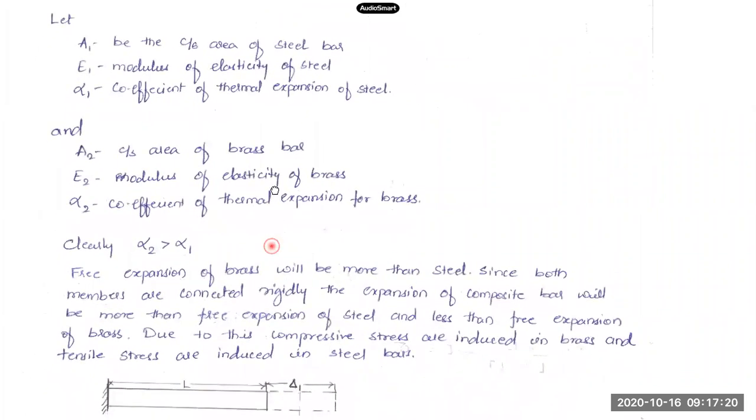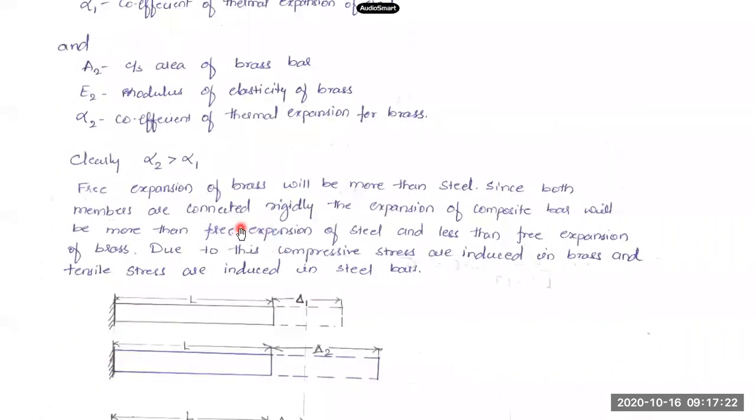Now what happens if they are free? If the two bars are separated, this would be the expansion in the two bars. Delta 1 will be the free expansion in the steel bar. Delta 2 will be the free expansion in the brass bar. Since alpha 2 is greater than alpha 1, you'll find that thermal expansion in the brass bar is more than that of steel.